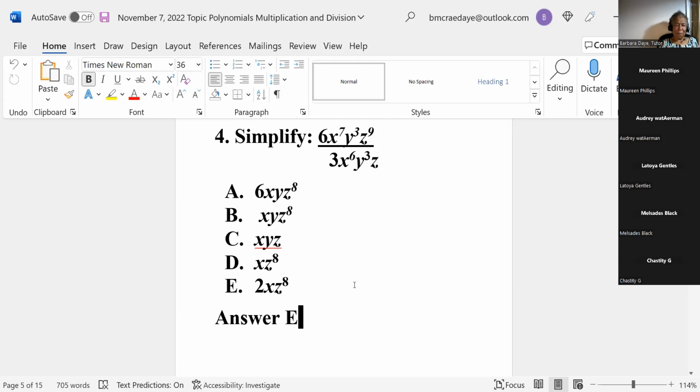I couldn't see the numbers clearly. Well, 7 minus 6 is x to the 1. 1 is the default. y to the 3rd divided by y to the 3rd is just 1, so you don't have any y's here. And then z to the 9 divided by z to the 1 is 1 from 9, which gives you z to the 8. So your answer is E. Got it? Yes, in order, you did have that one correct.